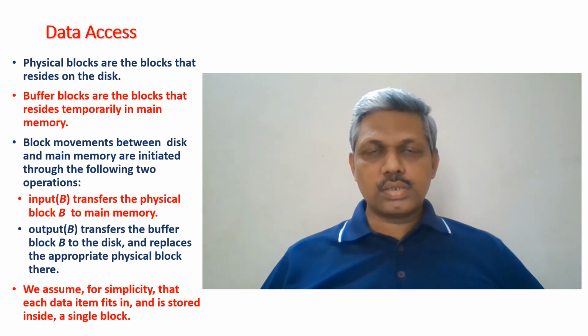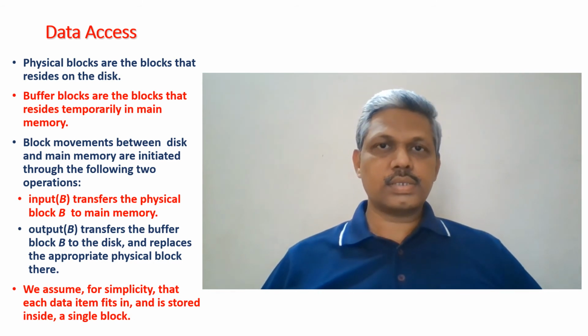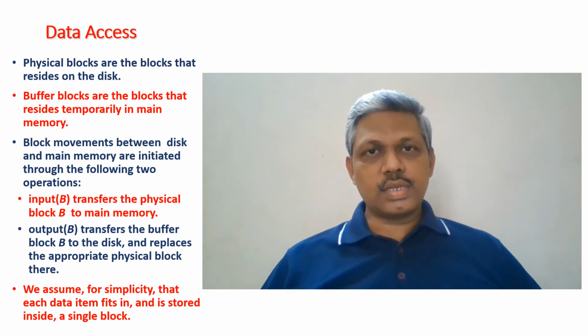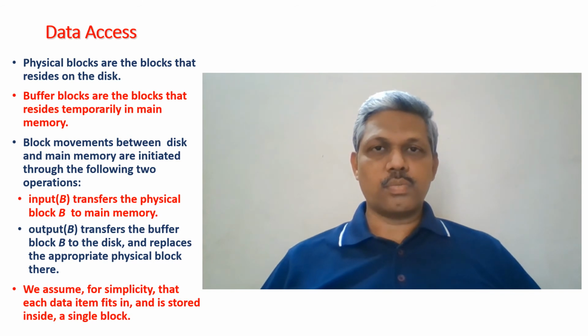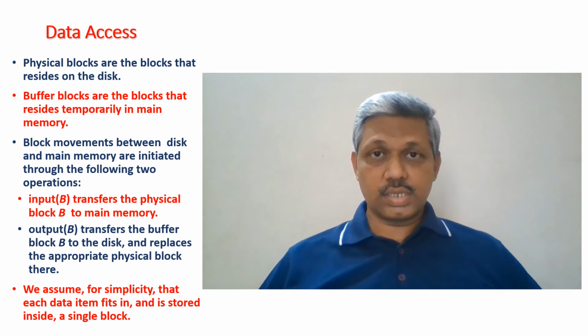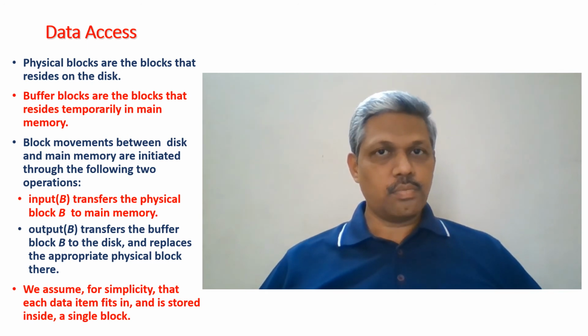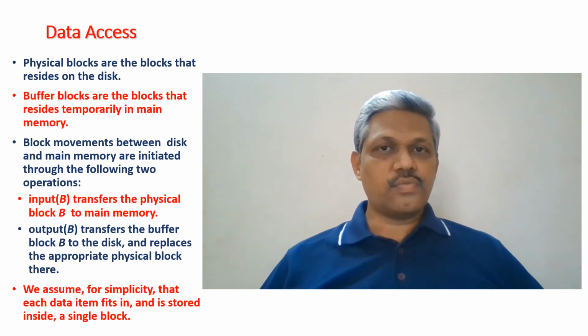The data blocks here are again categorized into two types: buffer blocks and physical blocks. Physical blocks are the blocks of the data that are stored on the hard disk. And buffer blocks are the blocks of the data that reside in the main memory. So there is a distinction between blocks of data that reside in the main memory as buffer blocks and blocks that reside in the hard disk as physical blocks.